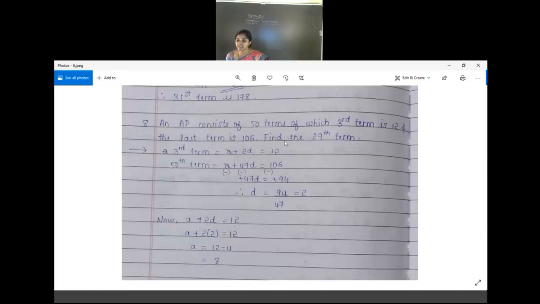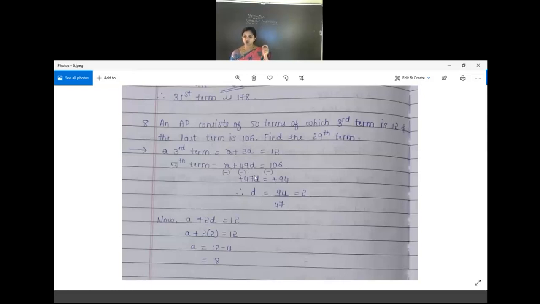Find the 29th term. Here what we have to do? We have to find out the 29th term. Same to same problem like the 7th problem. So the third term, that is A3, we can write it in the form of A plus 2D, no? Yes. A plus 2D is equal to 12. Call this equation as equation number 1. Then the 50th term, that is the last term, we can take it as A plus 49D, no? Is equal to 106.